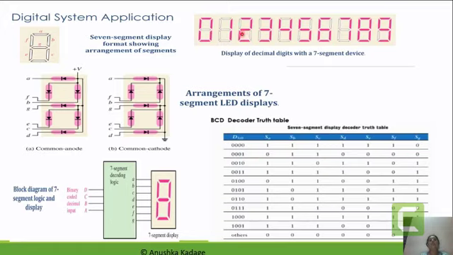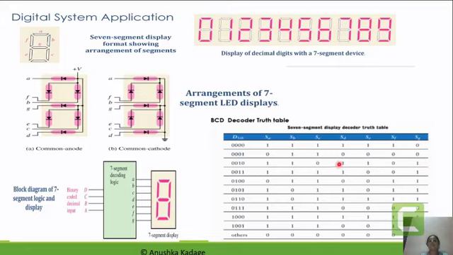Similarly, the decimal value of 2 will be represented by the BCD value of 0010, and to make that 2 be on, we will need A, B, G, E and D segments to be made 1. So correspondingly, check out A, B, D, E and G segments have been made 1, while all other segments are kept 0.